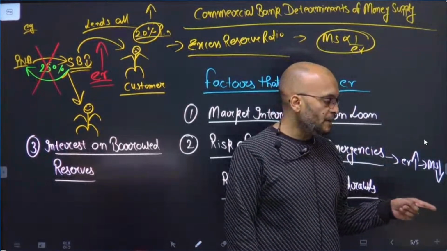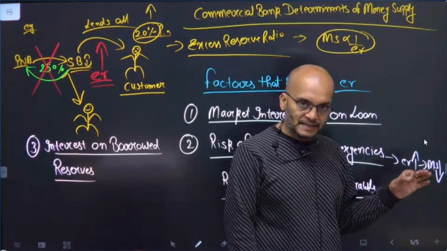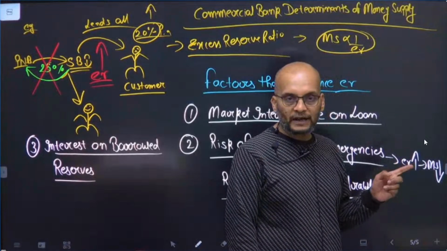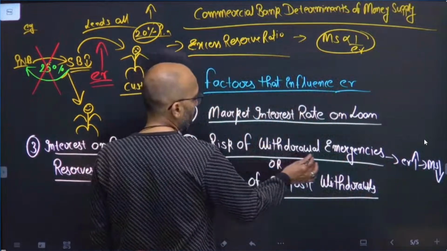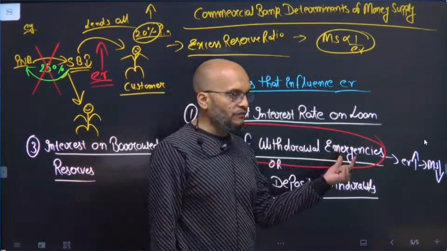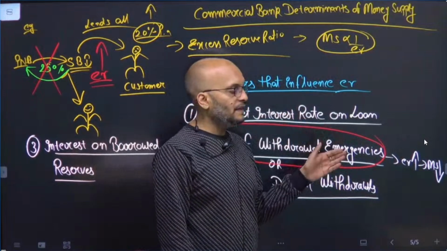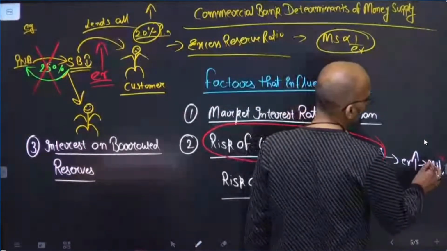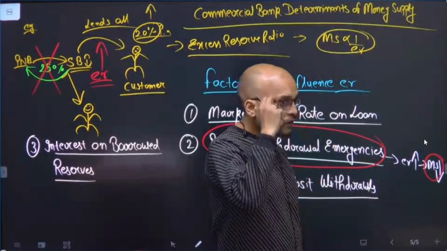See, I am not able to make out any logical or valid point out of your question. You are saying that in an emergency, when money supply is decreasing. I think you are referring to the second point, risk of withdrawal emergencies. So if there is risk of withdrawal emergency, then obviously SBI or any commercial bank will increase its excess reserve ratio. And when such a thing happens, then money supply is going to decrease. We all know.